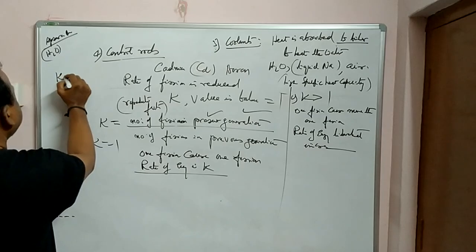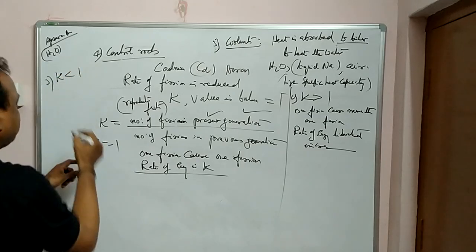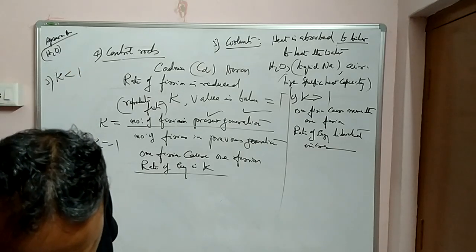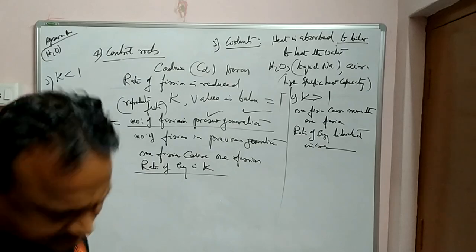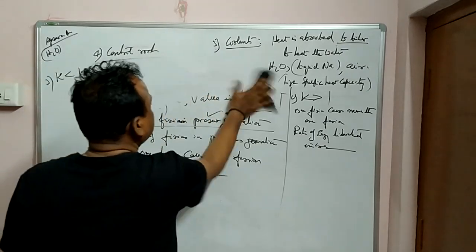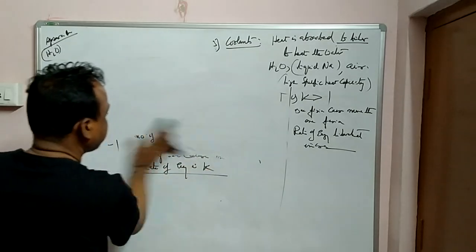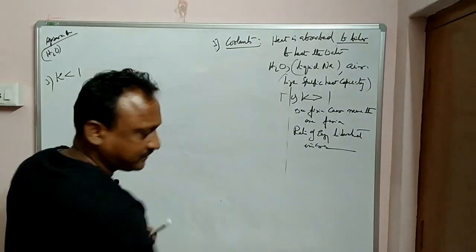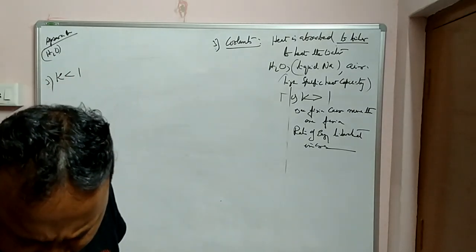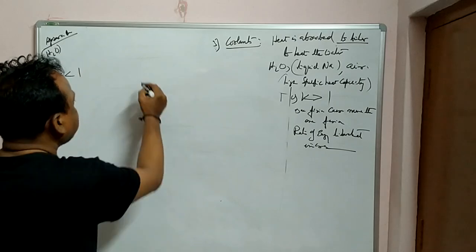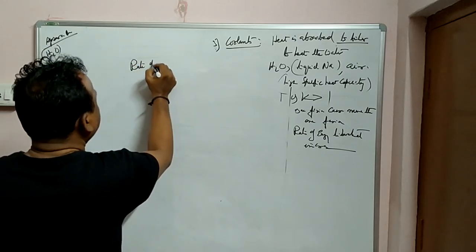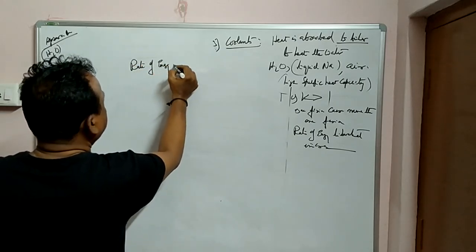If K is less than 1, third one. If K is less than 1, number of fissions are in decreasing order. If K is less than 1, what happens? Number of fissions are decreasing, and rate of energy is also decreasing.